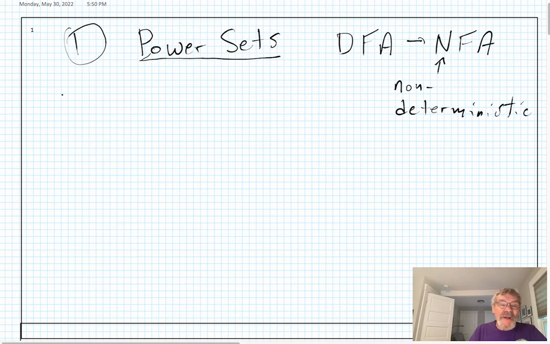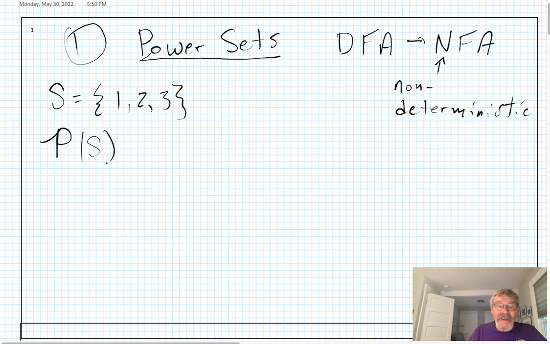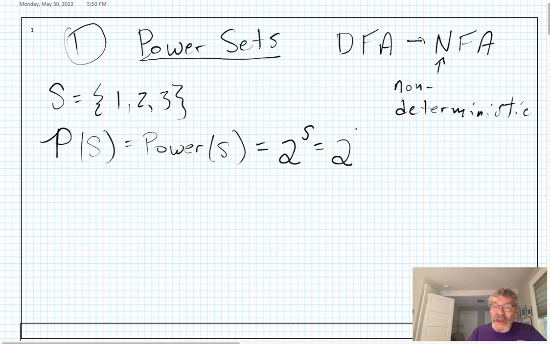Now maybe a long time ago you learned, if you had a set S equal to {1, 2, 3}, about something that could have been written several ways. I've seen it written this way, script P of S, and I've also seen it written this way, power of S, and I've also seen it written this way, 2 raised to the S power.